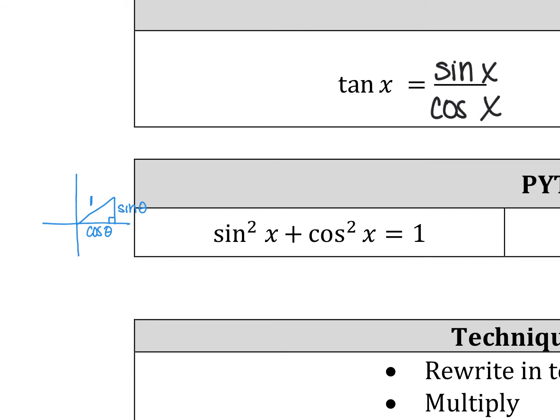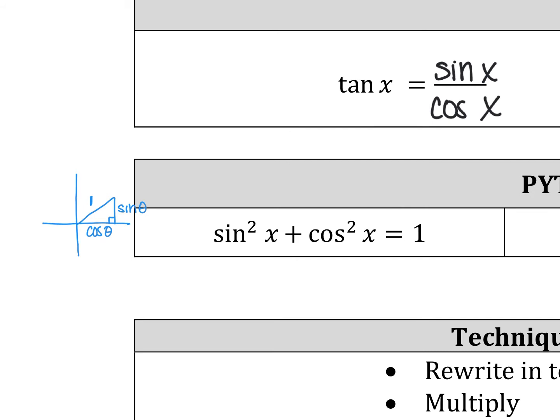And the Pythagorean theorem says we take a squared plus b squared equals c squared. Sine squared plus cosine squared equals 1. That's where the Pythagorean theorem comes from. This is really just a squared plus b squared equals c squared, but we're using a unit circle.